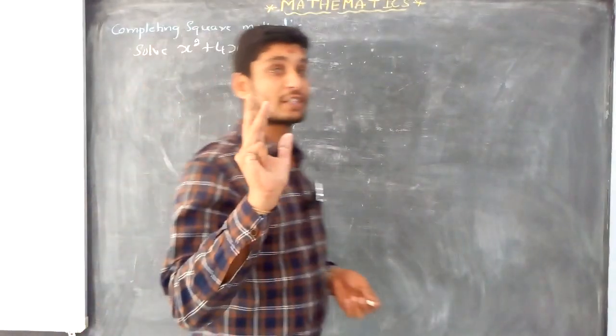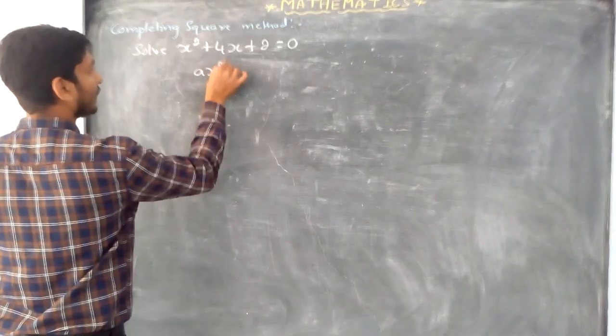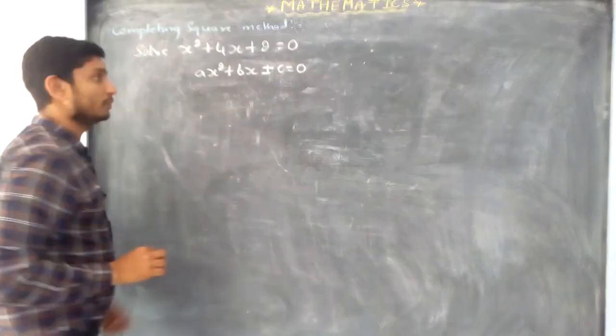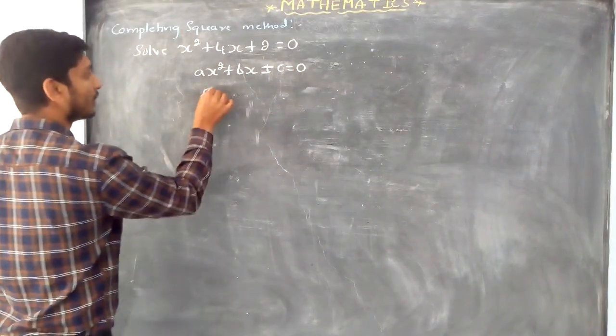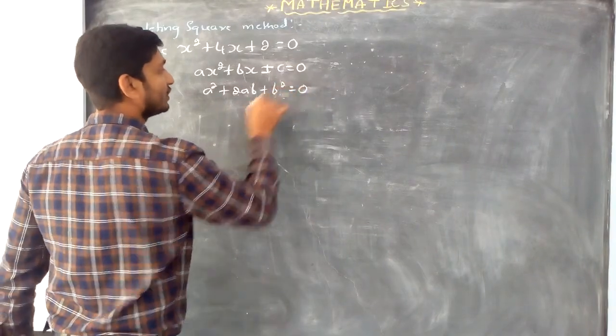That means that is the first rule. Second rule, if the problem is in the form ax square plus bx plus or minus c equals 0, then you have to compare with a square plus 2ab plus b square equals 0.